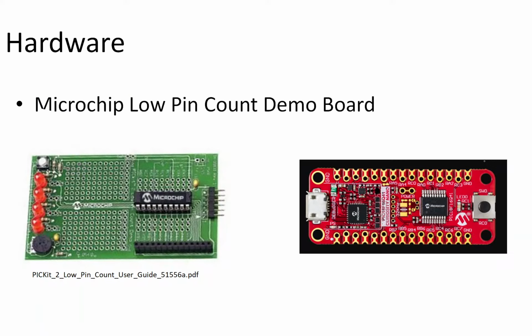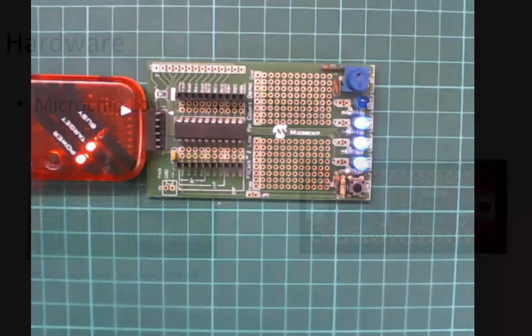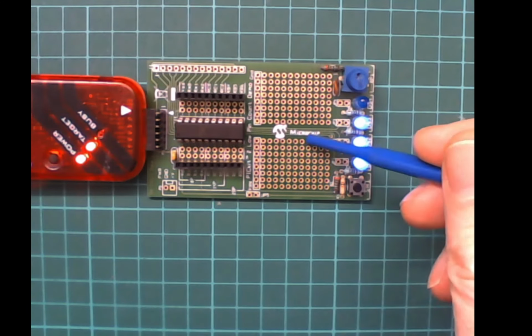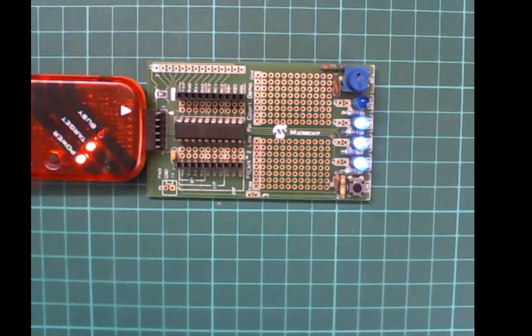So we're using a Microchip low pin count demo board. It's a PIC18FxxQ41 board. I can show you that here in the lab. Here we go. It's this board here. It's connected up to a programmer. That programmer happens to be a PIC18FxxQ41 today. I think it was a PIC18FxxQ41 previously. I just changed it because I can do that.